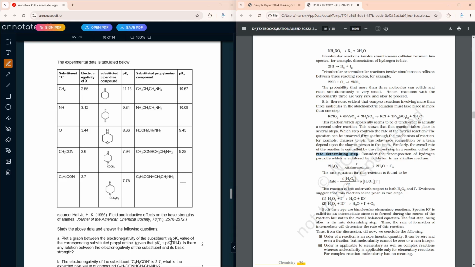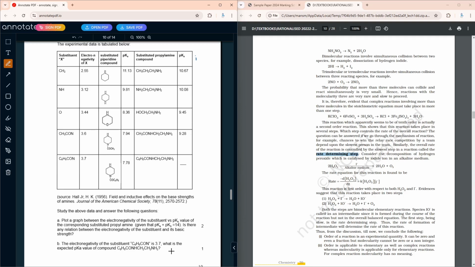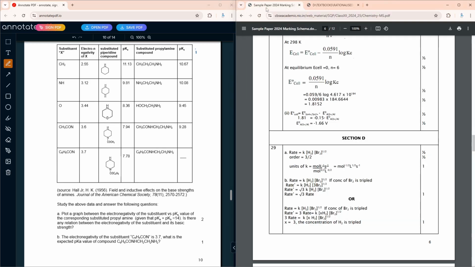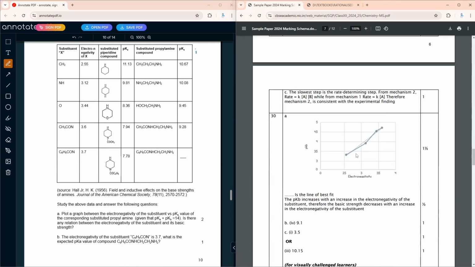It's okay. So basically what you'll be doing is calculating the value of pKb by subtracting the pKa from 14, because pKb is 14 minus pKa. So we're just going to subtract 10.67, 10.08, 9.45, 9.28 from 14, and we are going to get the corresponding pKb values. Okay, so based on that, we are going to get a graph like this.